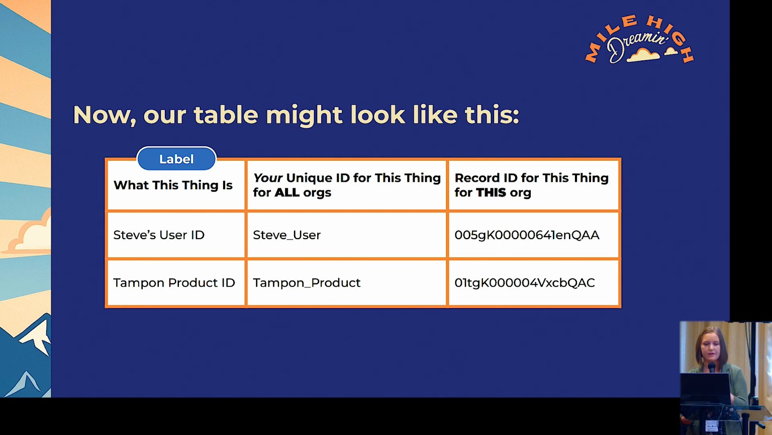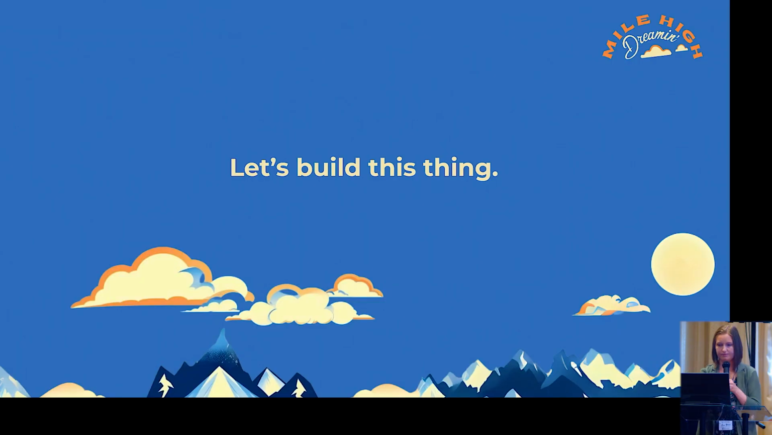So I mentioned before that custom metadata comes with a label and a name. That first column, we're going to utilize that label. Second column, we're going to utilize that name. Really nice that it has to be unique anyway, so we don't have to build that in. And that third column, we're just going to add a custom field to our custom metadata to store the record ID. So let's build the thing.